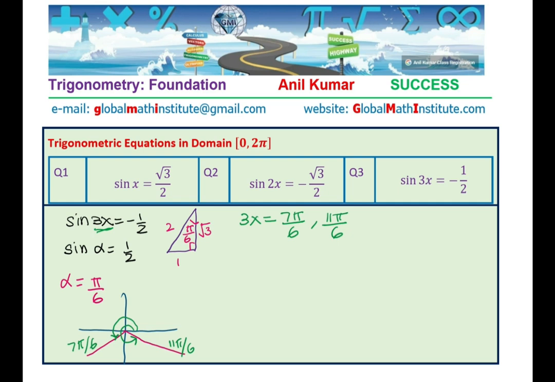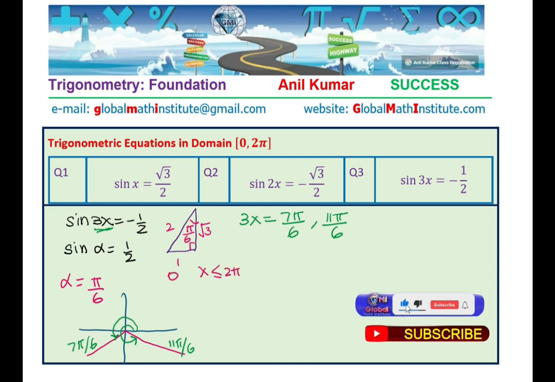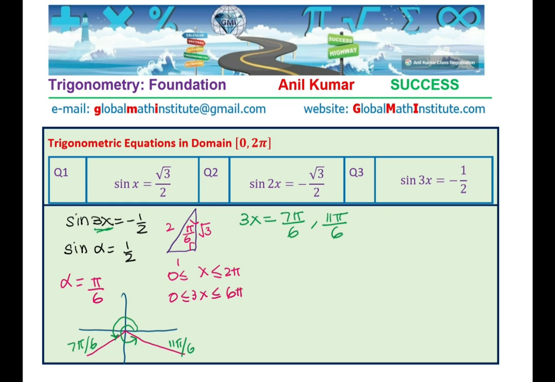However, in 3x, what is happening? As far as the domain is concerned, the domain was given to us as x between 0 to 2 pi, right? But if I multiply by 3, it will be 0 to 6 pi. Means 3 circles, right? 3 times. This really means that we have 3 ways: 1, 2, and 3, right? And we're looking for half. Do you see this? We have 6 solutions. You understand? We are looking for half, 6 solutions.